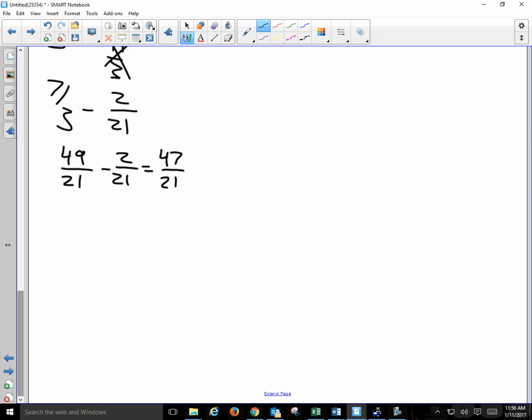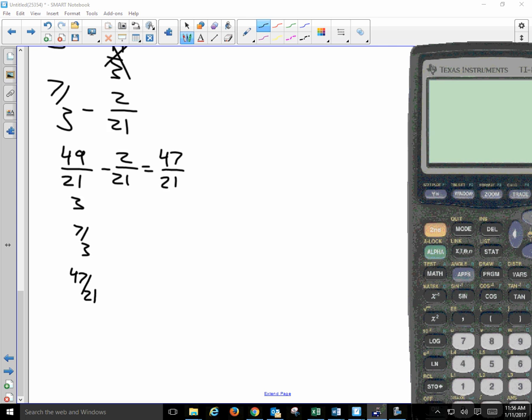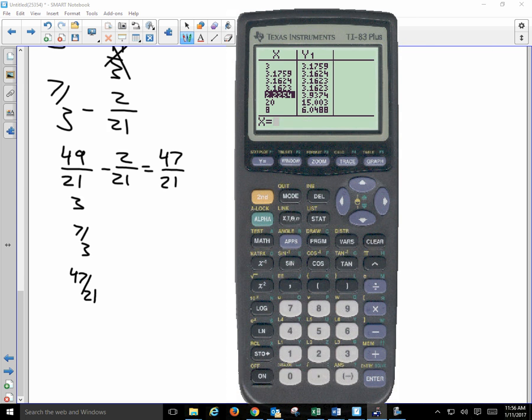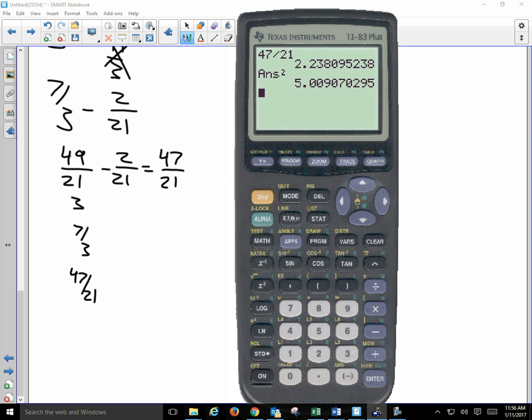So you notice my three guesses were 3, 7/3, and 47 over 21. Now, I know that seemed to take us a little while, but the fact is once you get good at it and you practice it, Newton's method works out pretty well. You try 47 divided by 21, and then you take that and you square it, and is that close to 5? Well, that's pretty ridiculously close to 5, isn't it?